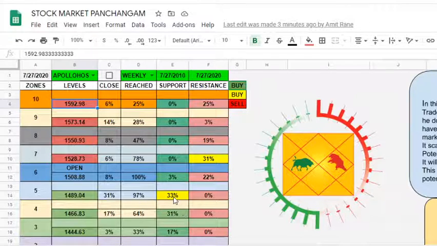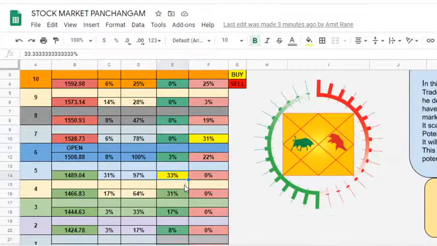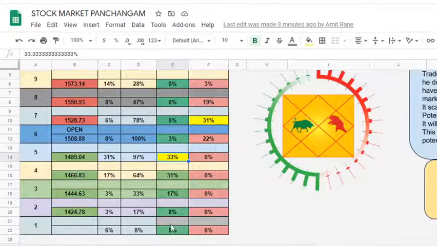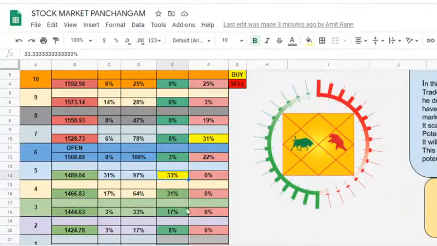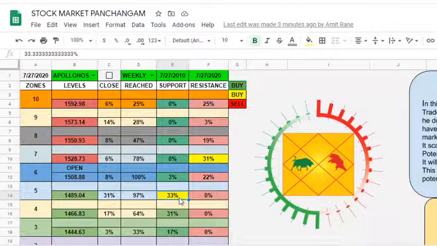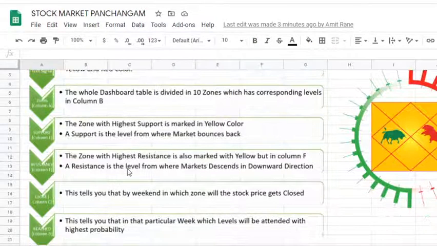You can see that at zone 5 it is having the highest support, right? So it is the highest percentage in all the 10 zones, so it will be marked yellow. And accordingly the last output, I guess, no.